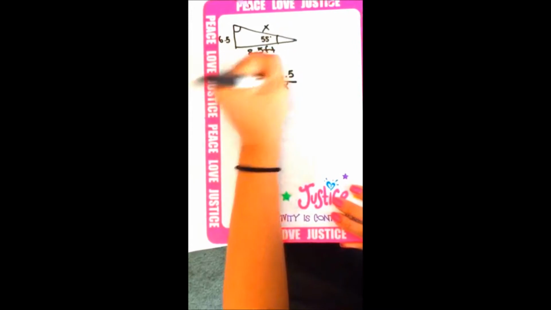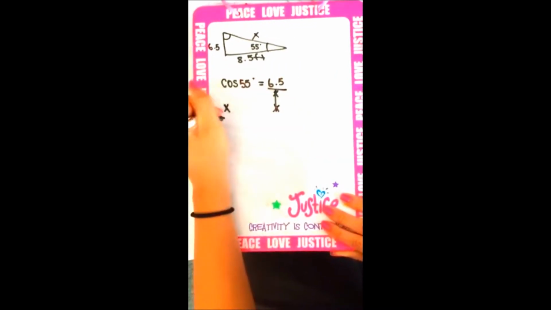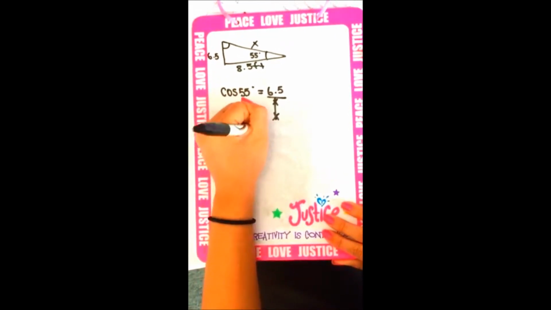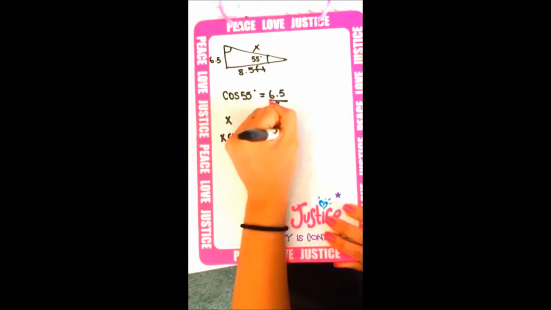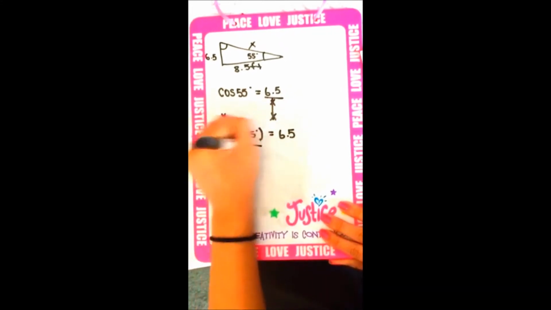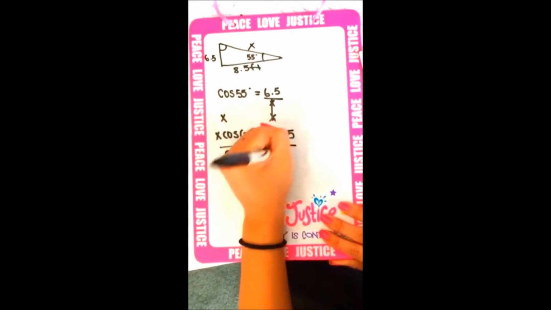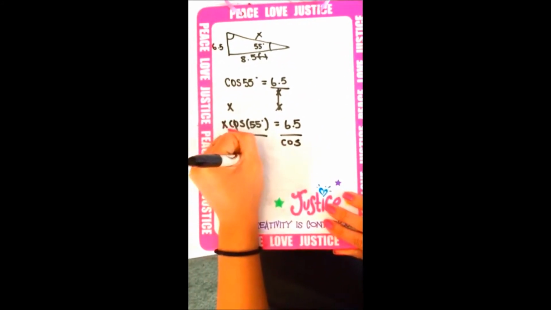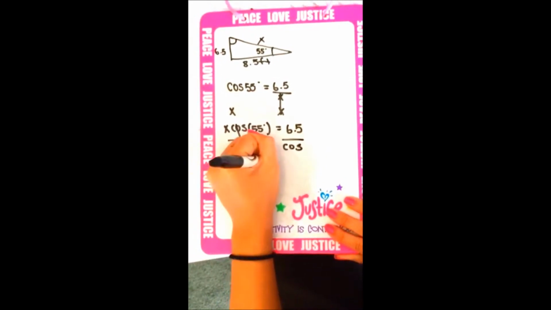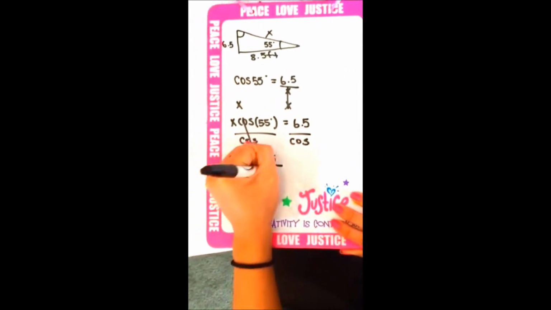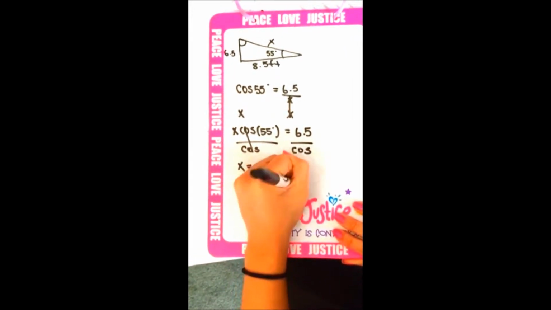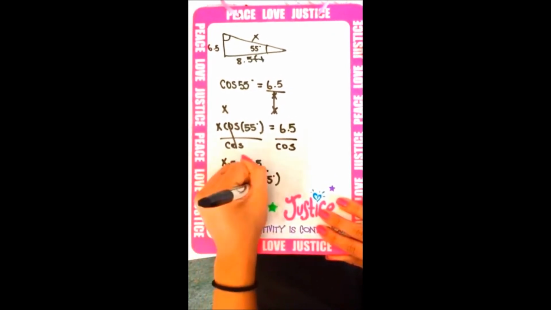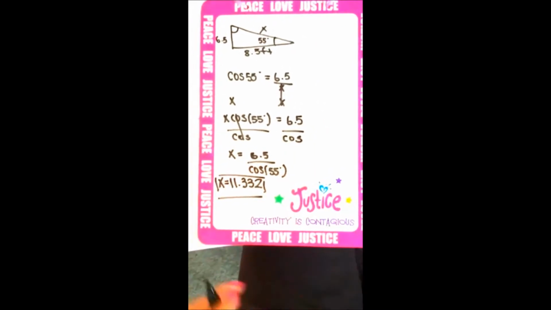The equation is cosine 55 equals 6.5 over x because cosine is adjacent over hypotenuse. Then divide both sides by x and get x times cosine 55 equals 6.5. Divide both sides by cosine 55 and get x equals 6.5 over cosine 55. X equals 11.332.